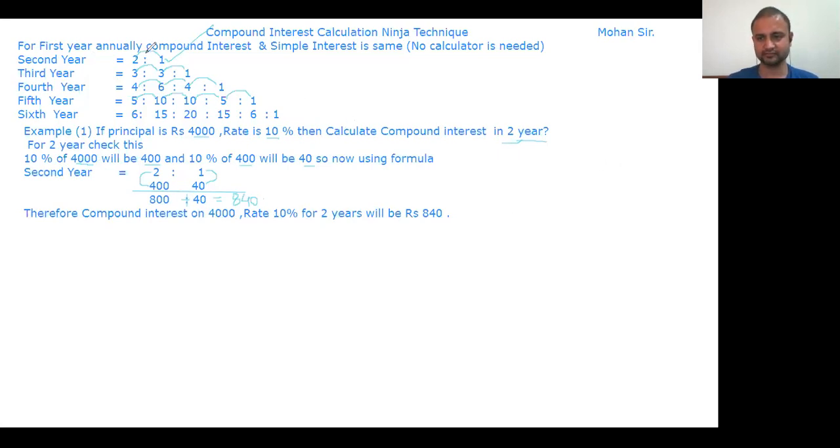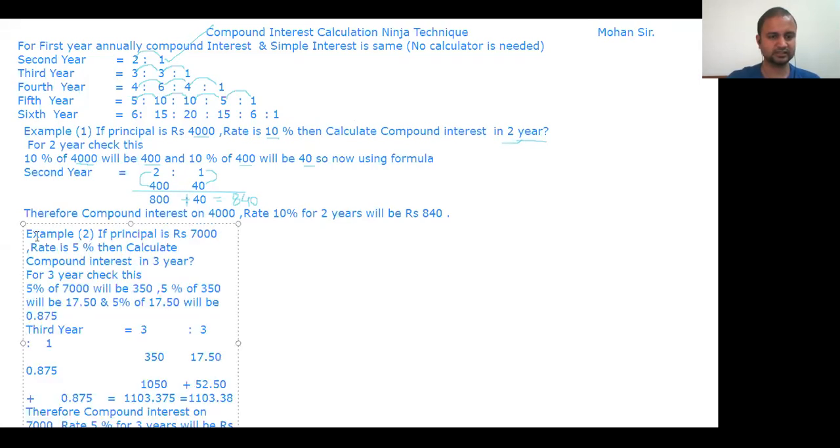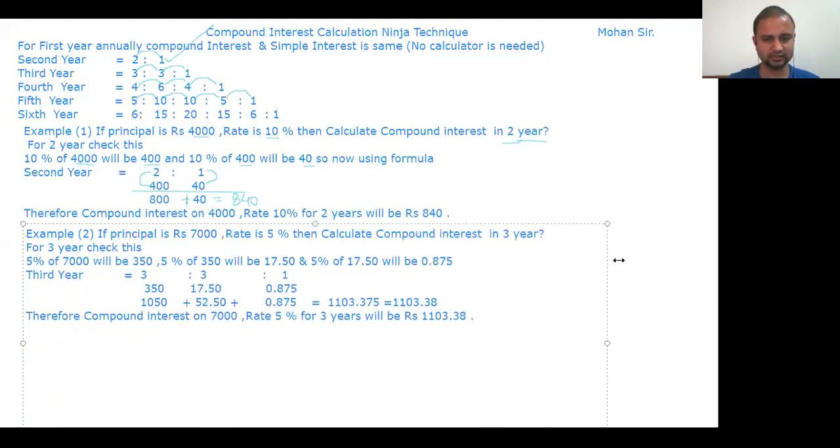Now we can see another similar question, but this time we will use 3 years. The principal will be 7,000 and the rate will be 5%. Now again I am putting a new equation here. See, the question is now coming on the whiteboard.